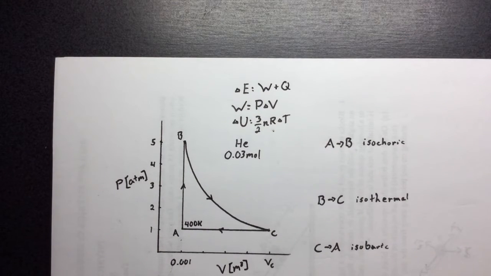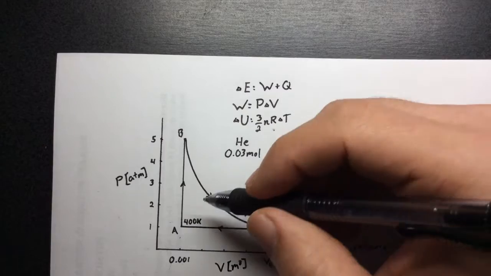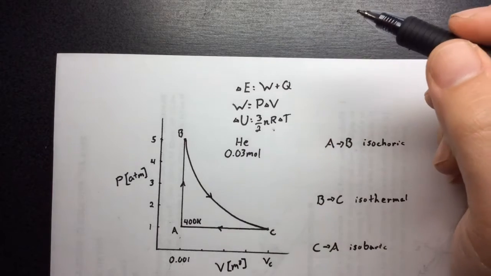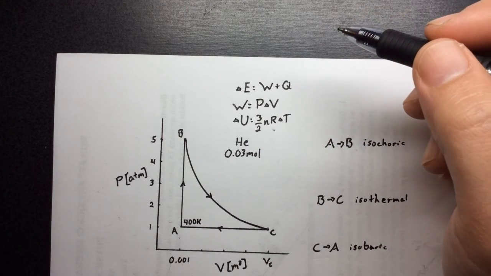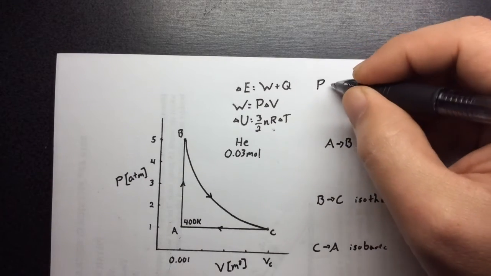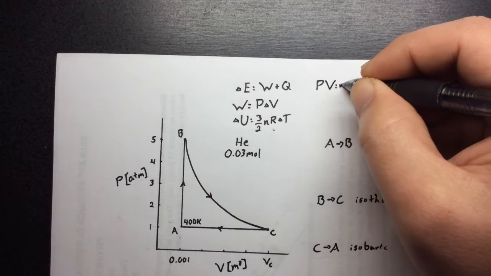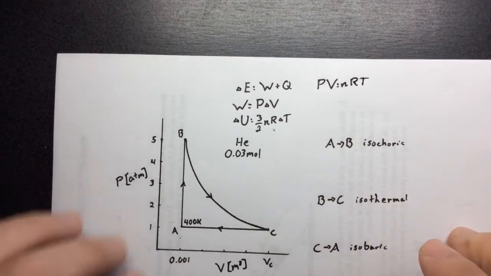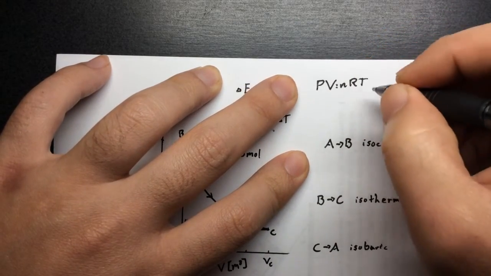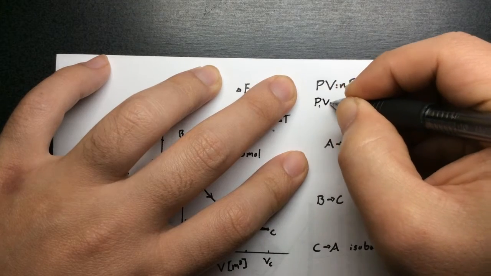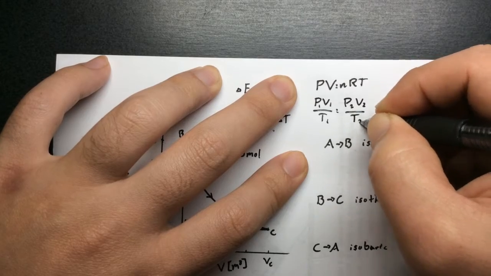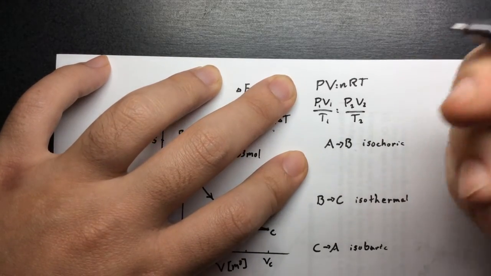So let's start talking about A to B. A to B, we have the system going from some point where it's 400 Kelvin up to another point B at constant volume. What that says to us is that the temperature should rise, because if we look at the ideal gas law, let's add another equation up here. The ideal gas law is PV equals nRT. And the combined gas law, which just assumes that our moles and our ideal gas constant stay the same, says P1 V1 over T1 is equal to P2 V2 over T2. We just move that T over and set it equal to itself at a different case.